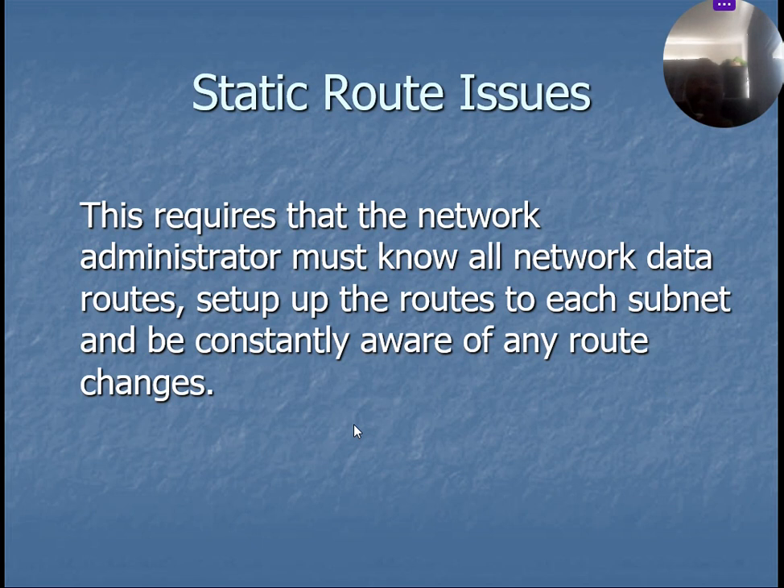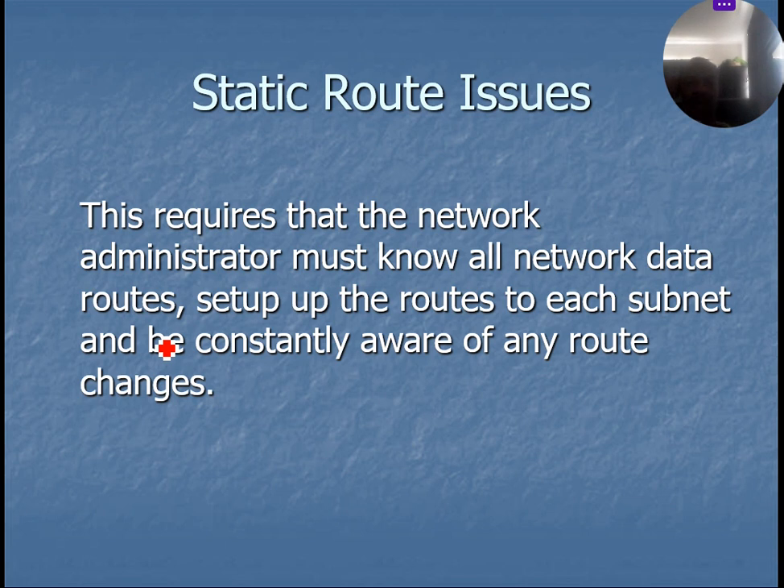Okay, so static route is basically what you do manually by yourself to determine which route a data packet should follow. Then the static route issues, the challenges: it requires that the network administrator must know all the network data routes. This is the challenge, because you are manually doing it, so you must understand and know all the network data routes that are available to you, so that you do not congest one route while the other routes are free and one is super busy. So you must know them so that you will not make that mistake.